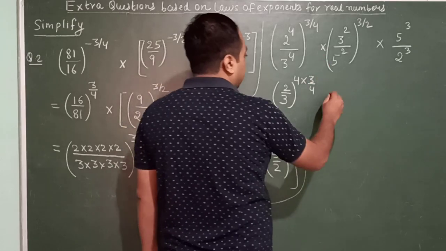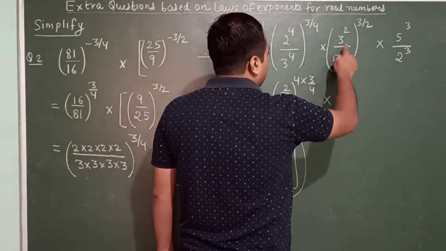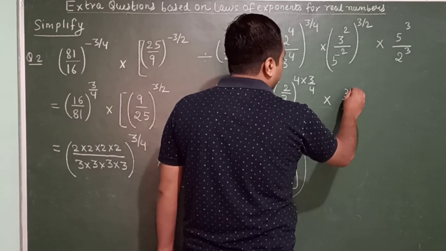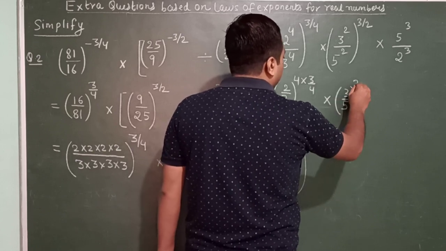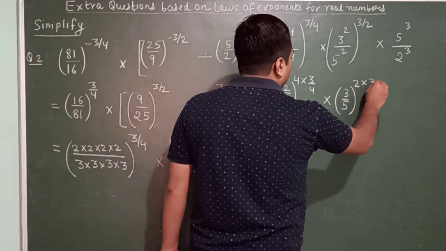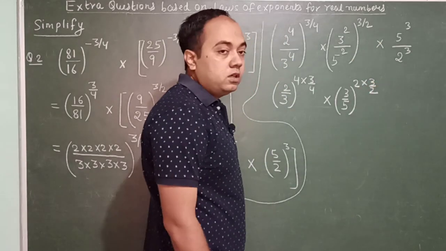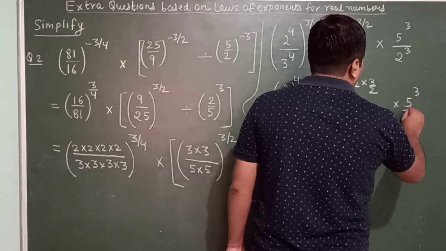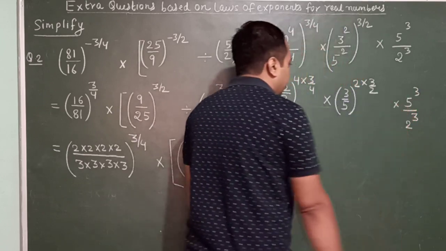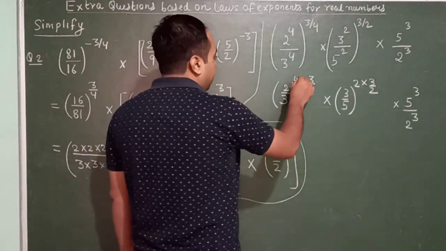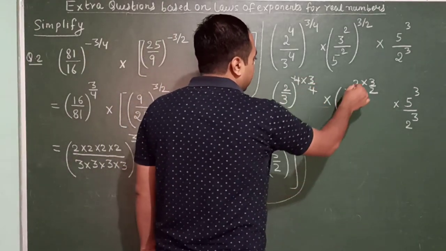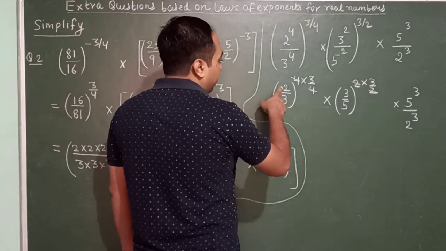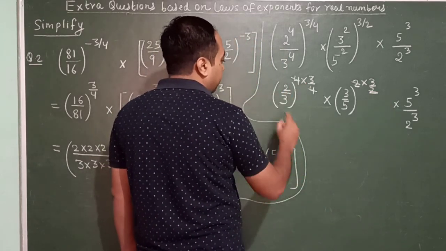Then multiplication sign. Now in this fraction power 2 is common, so I am writing 3 upon 5 whole power 2, and outside the power is 3 upon 2, into 5 power 3 upon 2 power 3. Now next thing is the cancellation. 4 will get cancelled, 2 and 2 will get cancelled. Then we are left with 2 power 3 and 3 power 3.